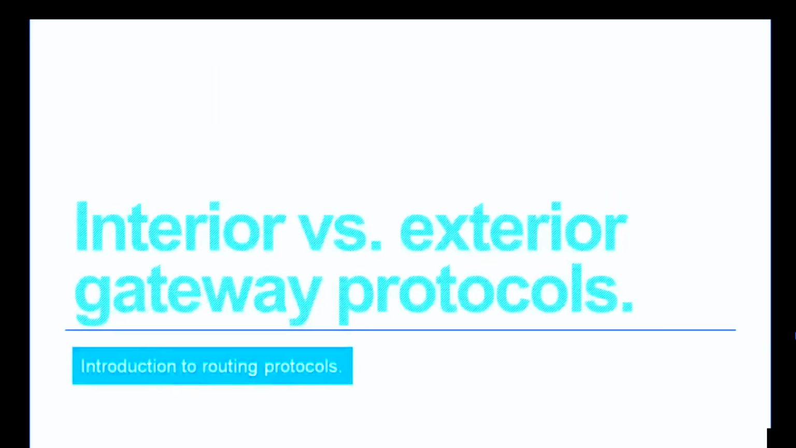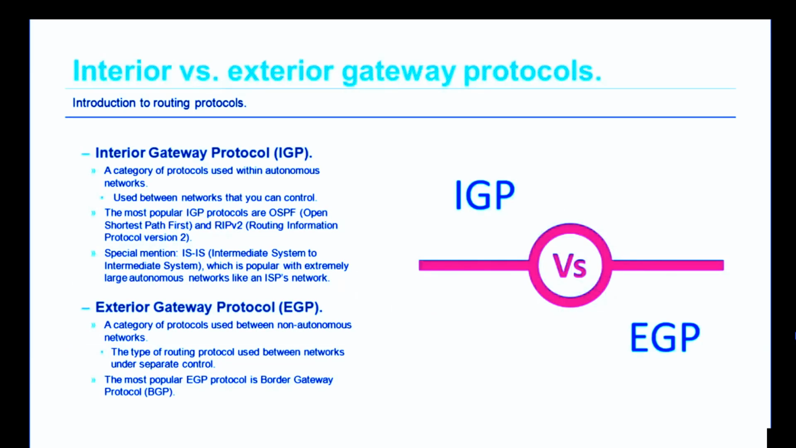Let's begin with a comparison between interior and exterior gateway protocols. Interior gateway protocols, or IGPs, are a category of protocols used within autonomous networks. Autonomous networks are networks that you control or that are under the control of a single organization. The most popular IGP protocols are OSPF, Open Shortest Path First, and RIP version 2. That's Routing Information Protocol version 2.